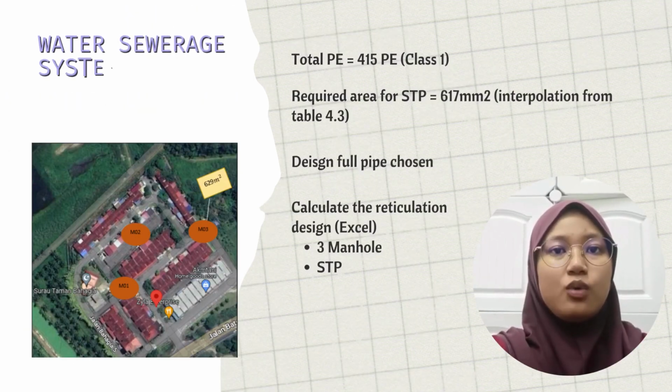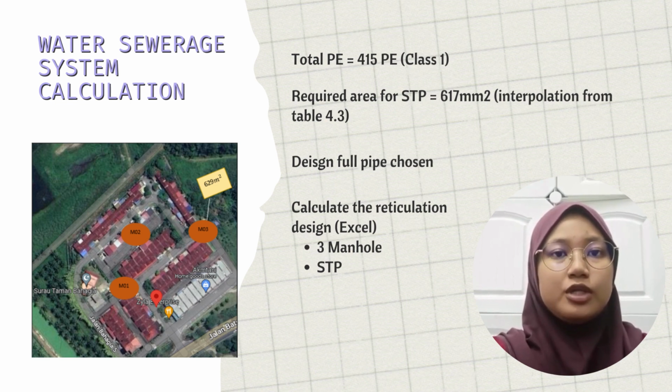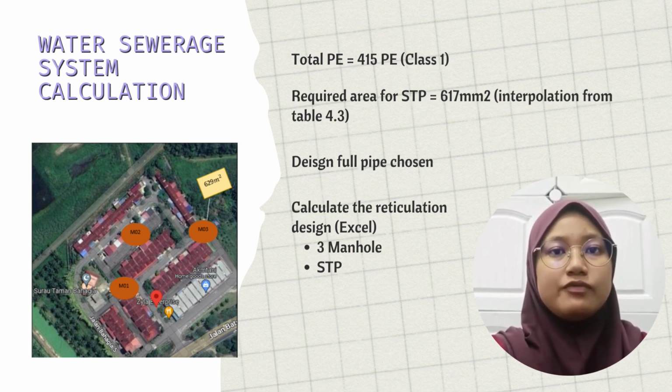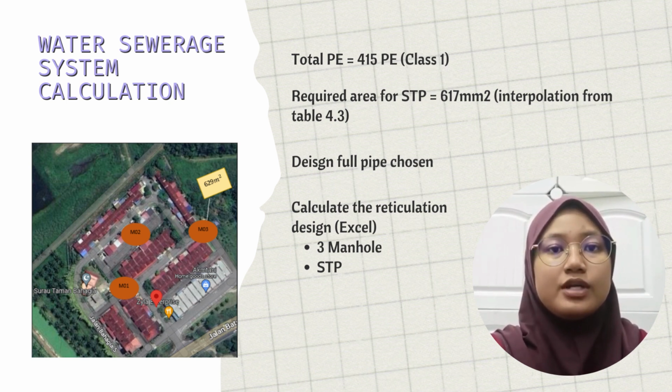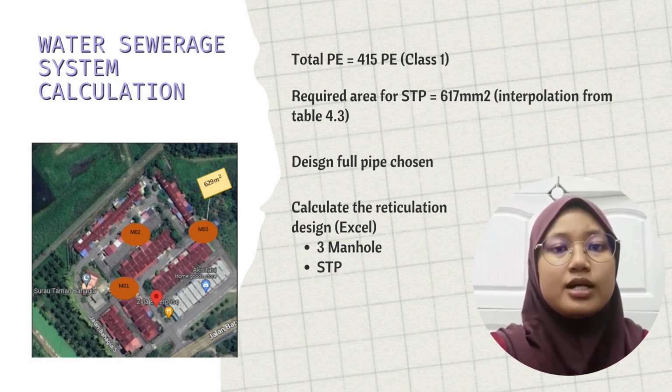I'm going to explain the sewerage system calculation. Total PE for Taman Bahagia is 415 PE and classified as Class 1. The required area for STP is 617 meter square from the interpolation table 4.3, land area requirement. We chose to design as a full pipe and we made the calculation. By using Excel, the reticulation was calculated for 3 manholes and 1 STP. And lastly, we designed the STP by using AutoCAD.